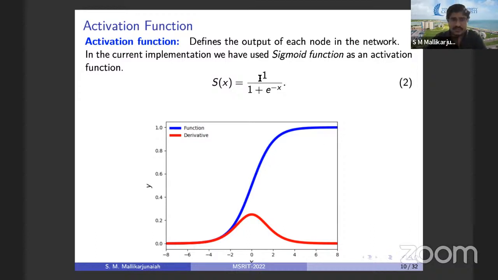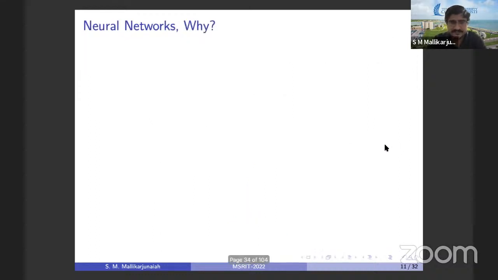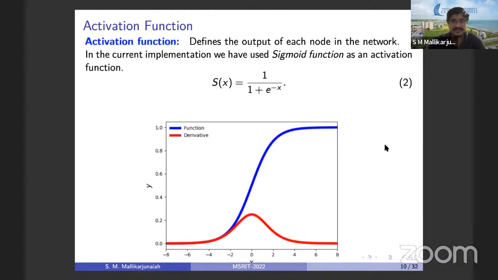Okay, now we need to act the sigmoid function. As I was saying, this is not the only one. There are so many other activation functions available, and they are being developed dynamically. And not all problems can use the same activation function, so this is also problem specific.